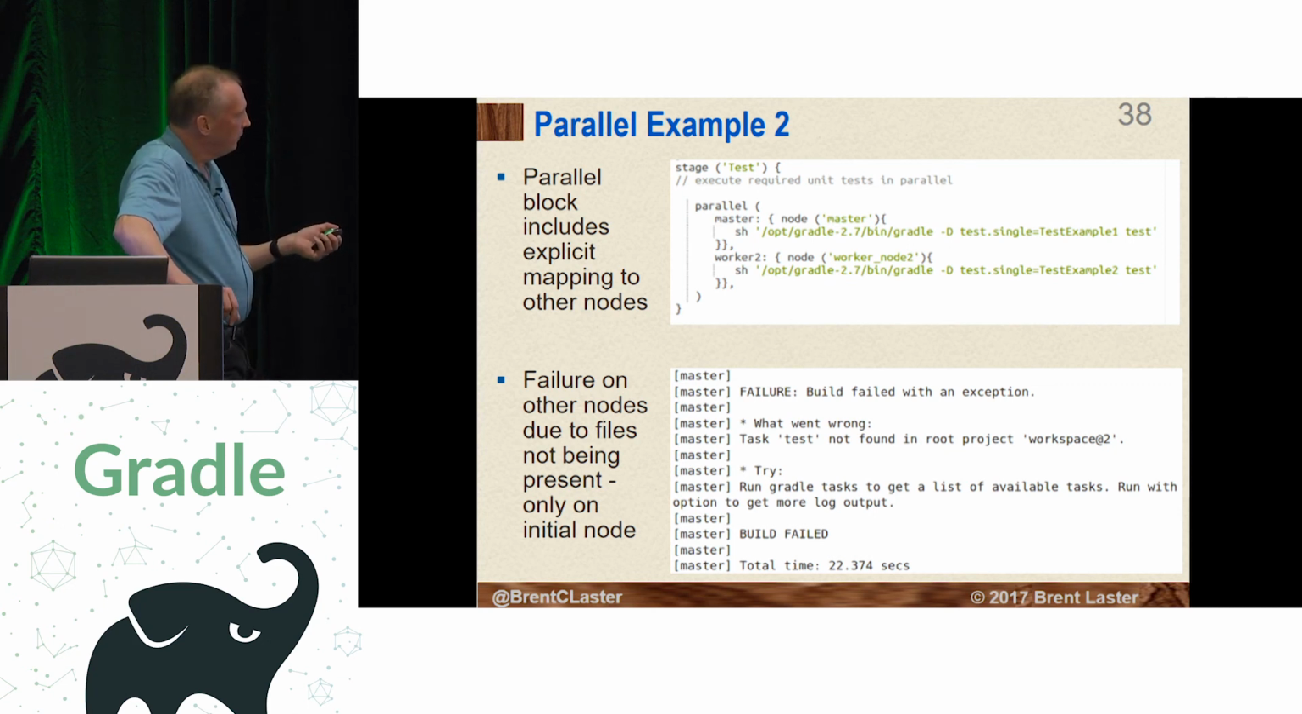Here's the value. The value is just a set of code. And what happens, though, when you run this is you get a failure. And the reason you get a failure is because the code that you're looking for, the unit test you're looking for, aren't on those nodes.